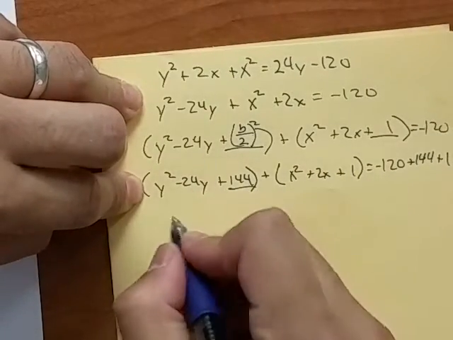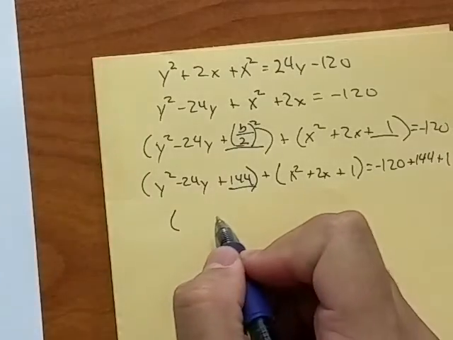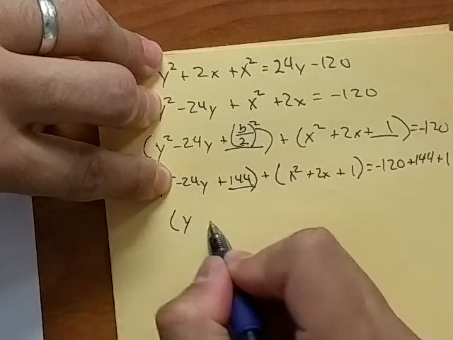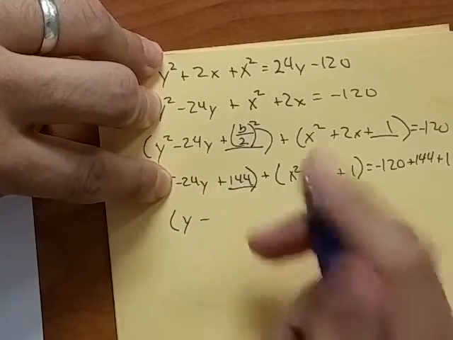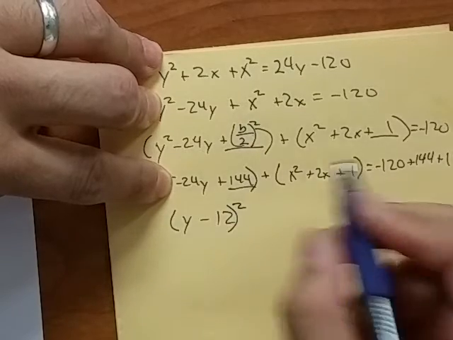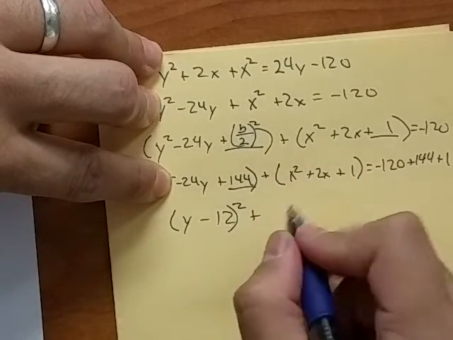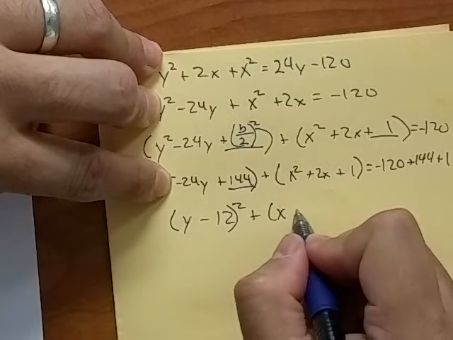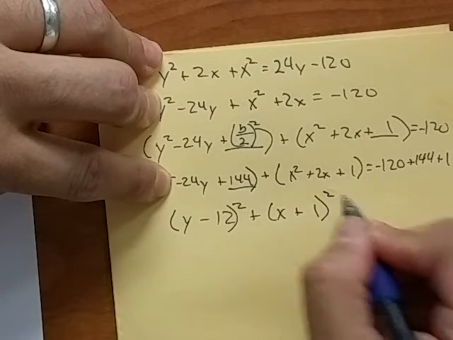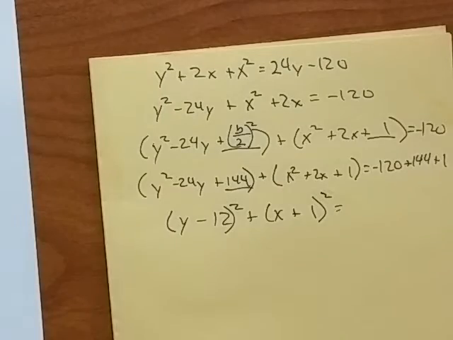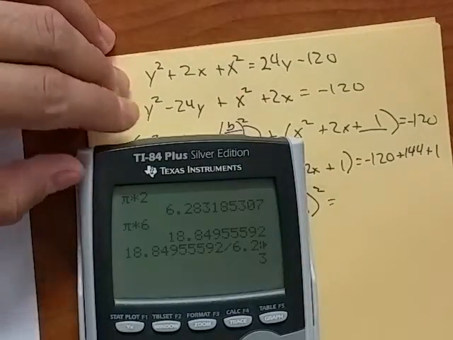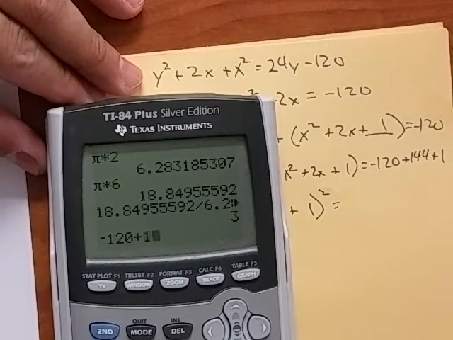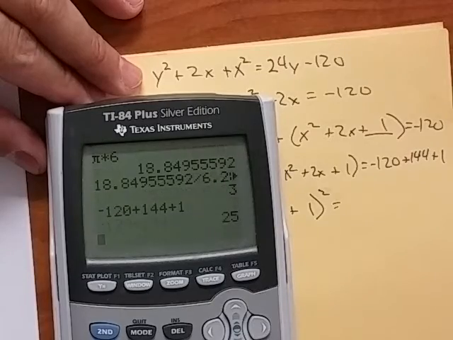So now this will actually turn into a perfect square. That one's going to be, take this number, divide by 2, so it's y minus 12 squared, plus x, this number divided by 2, so plus 1 squared equals, now I have to put all those numbers together. So it's going to be negative 120 plus 144 plus 1. It's going to be 25.